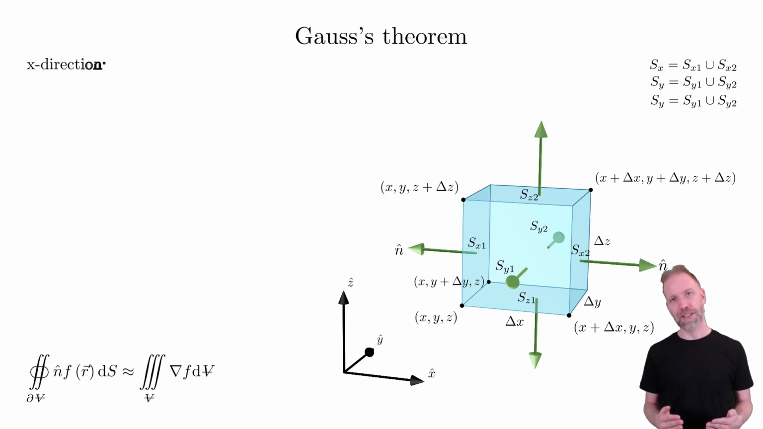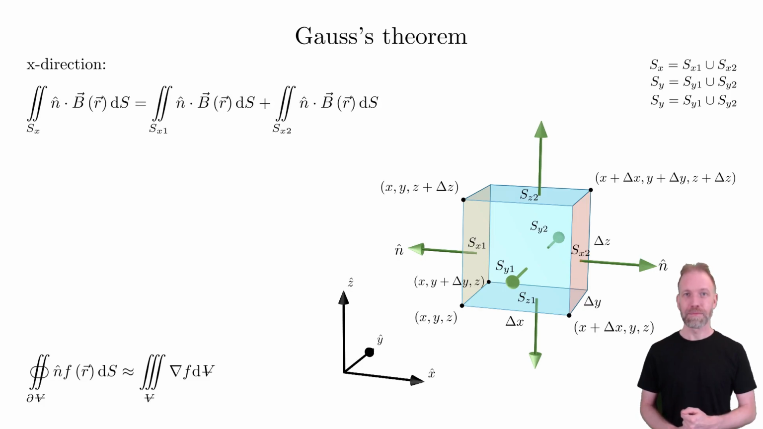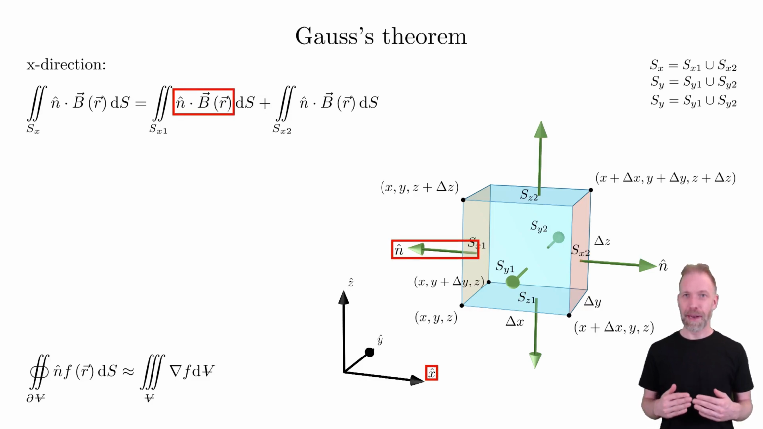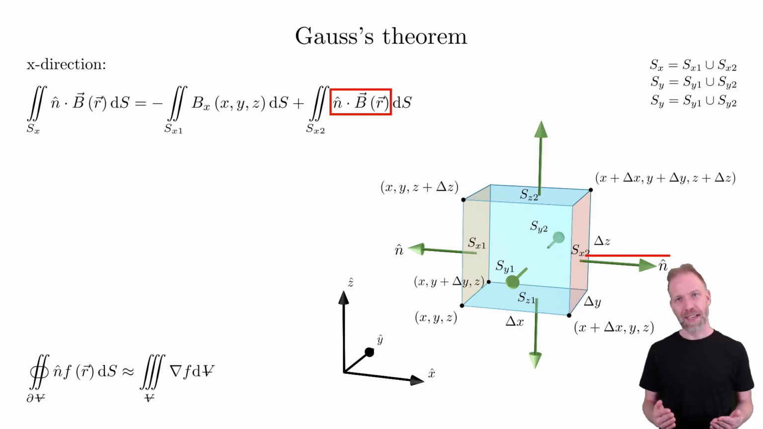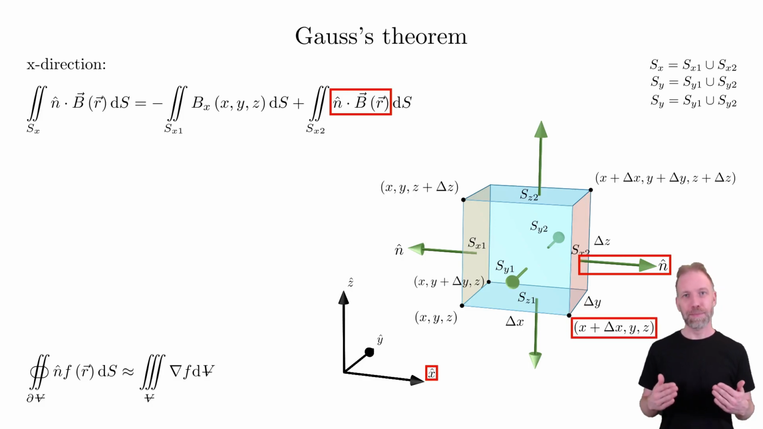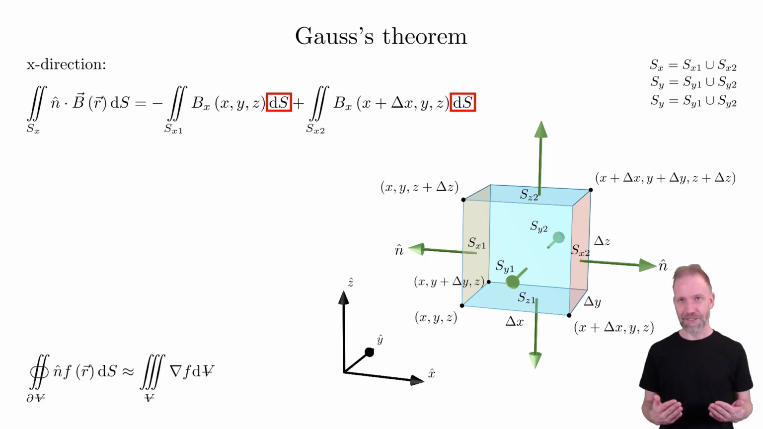Let us take the most common example where we integrate n hat dot b over the surface. In the x direction, this would give the following. N hat is minus x hat, hence we get minus bx, also inside the position. On the second surface, n hat is x hat, and we get plus bx at the position on this surface. The surface element is delta y delta z for both.